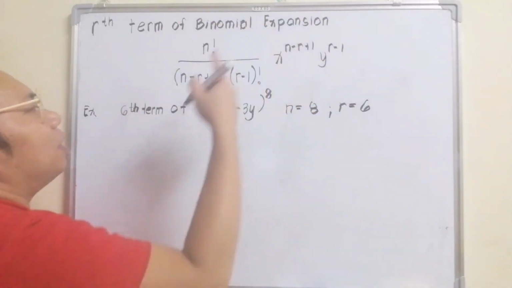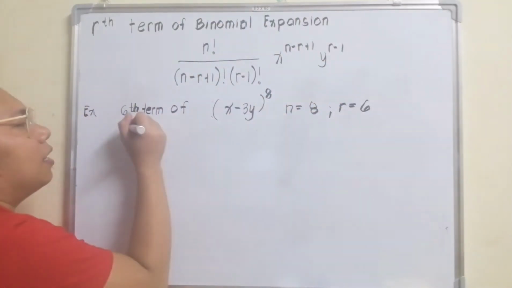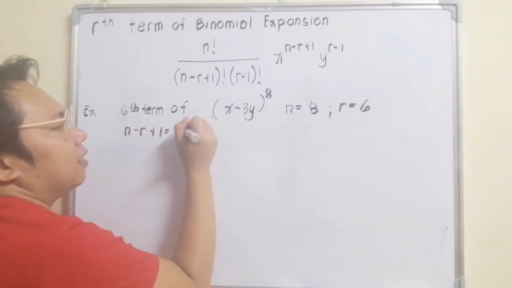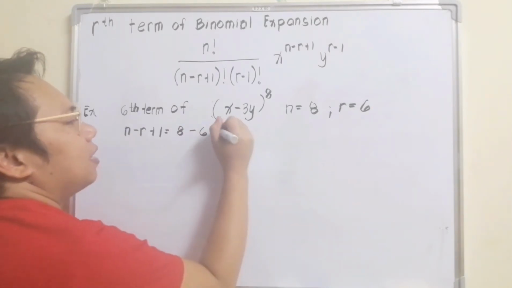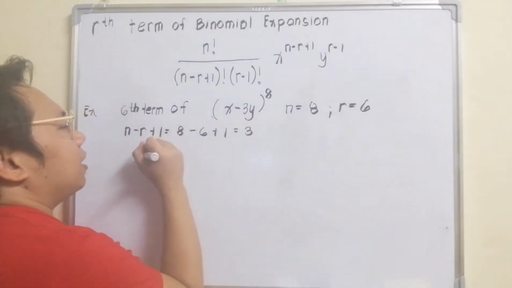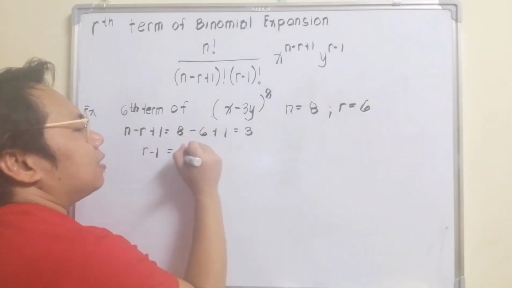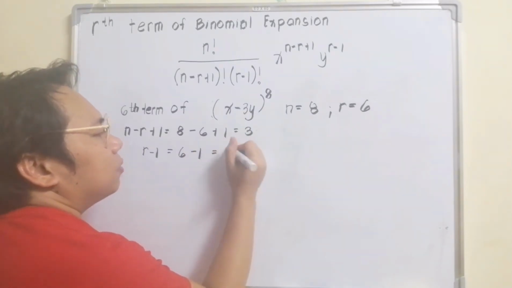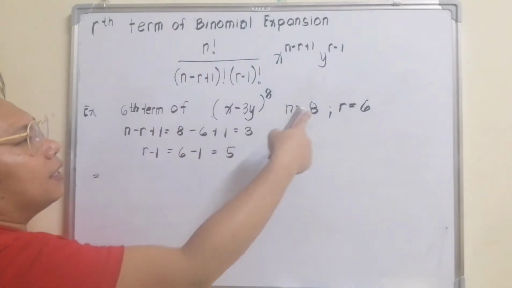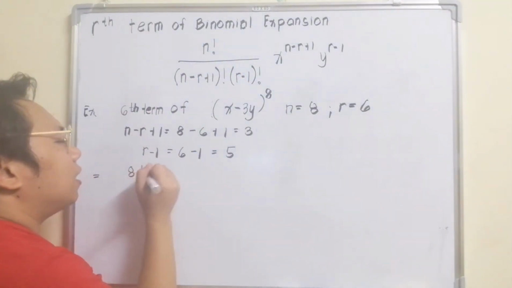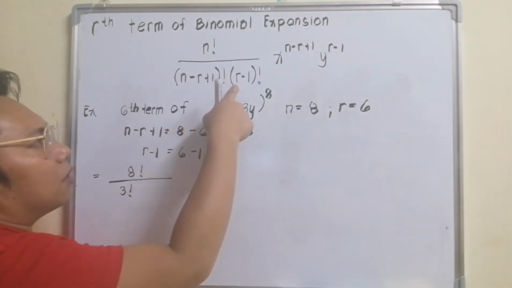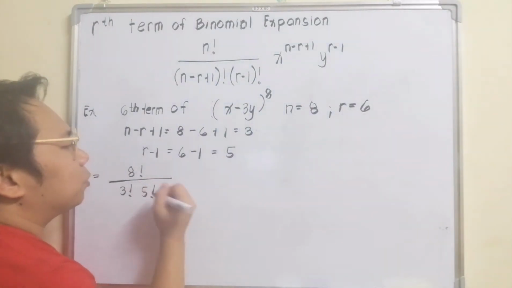So using again the formula, we will first simplify. You have n minus r plus 1. Our n is 8. Our r is 6, so 8 minus 6 plus 1. 8 minus 6 is 2 plus 1, that's 3. And your r minus 1 is 6 minus 1, this is equal to 5. Using the formula, your n is 8, so that's 8 factorial over n minus r plus 1 is 3 factorial. Your r minus 1 is 5 factorial.